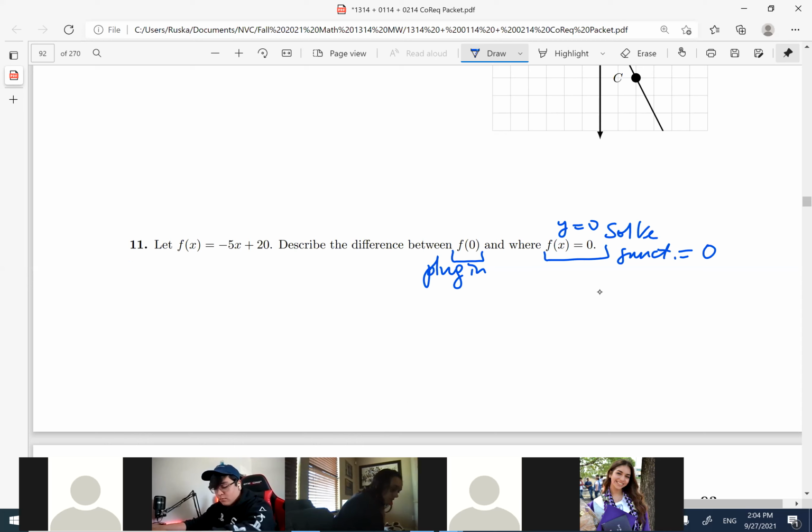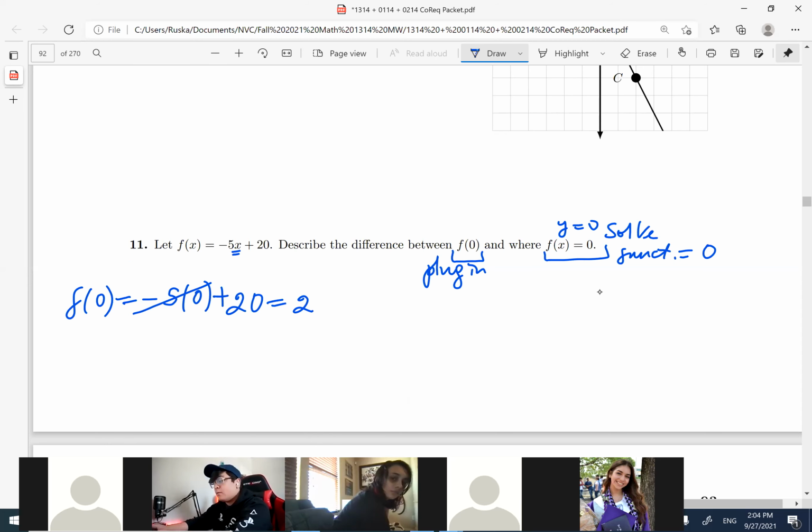F of 0 is going to be -5 times 0 plus 20. You replace this x with 0. And -5 times 0 is 0, so 0 plus 20 is 20. Now, that's how you plug it in, okay? So f of 0 is going to be 20.